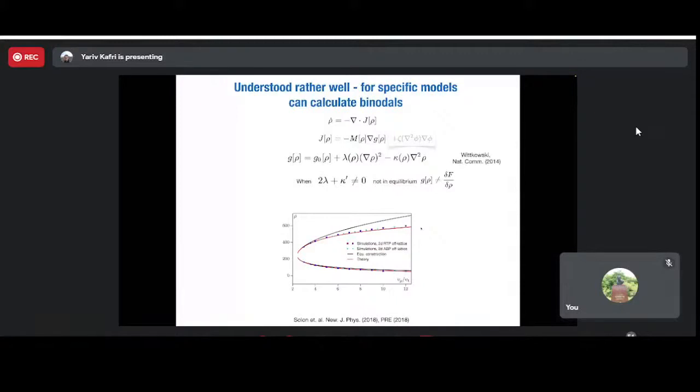But once you have this equation, we have a well-defined formalism for calculating the binodals. And the surprise is that by doing a smart change of variables, the system actually maps to an equilibrium system.